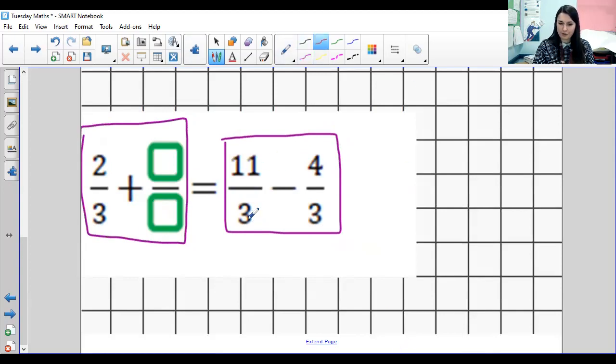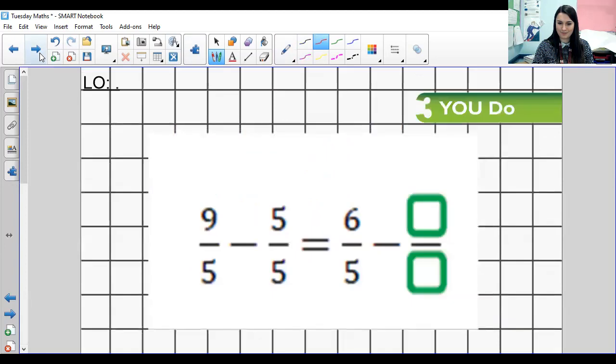Okay, 11/3 take away 4/3. This side would be 7/3, which means this side also needs to equal 7/3. So I would add the 5 to the 2, leaving it over 3. And now these are balanced.